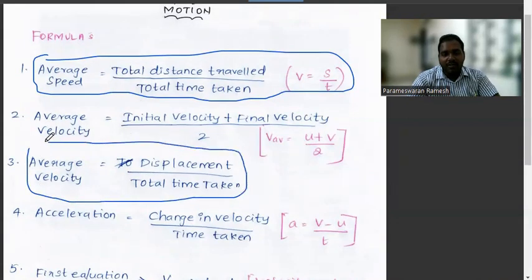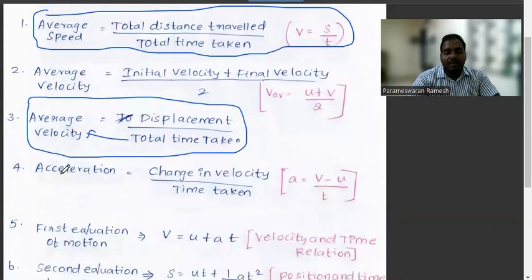Suppose in the question we have to find the value of displacement, and the average velocity and total time are given. Then displacement is equal to average velocity into total time taken. The third formula is acceleration. Acceleration is change in velocity divided by time taken. The change in velocity involves two velocities: v is called the final velocity and u is called the initial velocity.